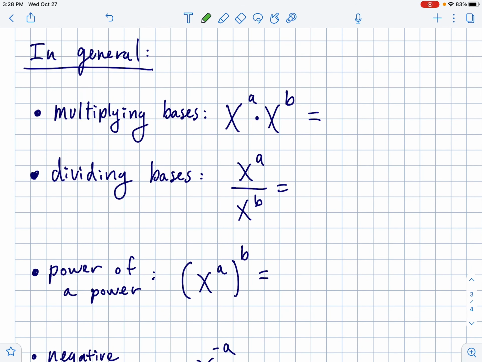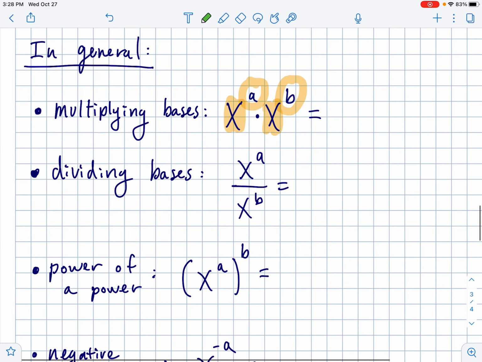In general, all of these only work if you have the same base. So I'm going to do a couple examples after this where maybe they're not the same base. But notice that when I say the base of the exponent, this is the base and this is the power. So these two have the same bases and you're multiplying those bases. This is where you add those two powers together. X to the a plus b.